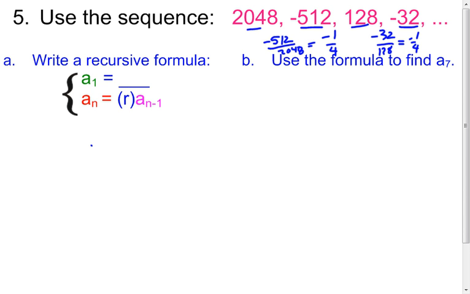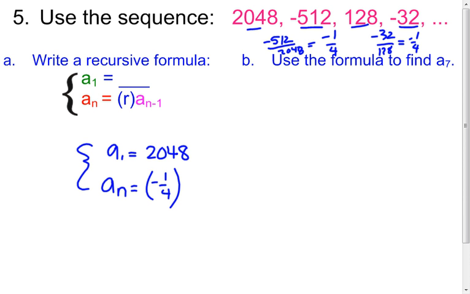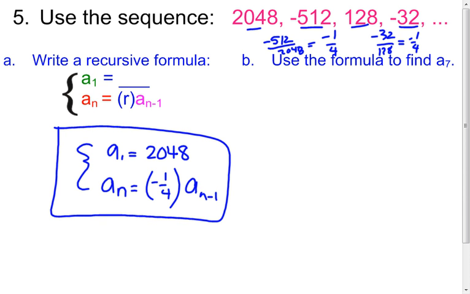Okay, so to do the recursive formula, all you do is you plug in the first term, which in this case is 2,048, and then you're going to tell me how to find any term. I can take my ratio, which is negative 1/4, times my previous term. Okay, and that is the recursive formula. That's all you really need to do, is plug in your ratio.